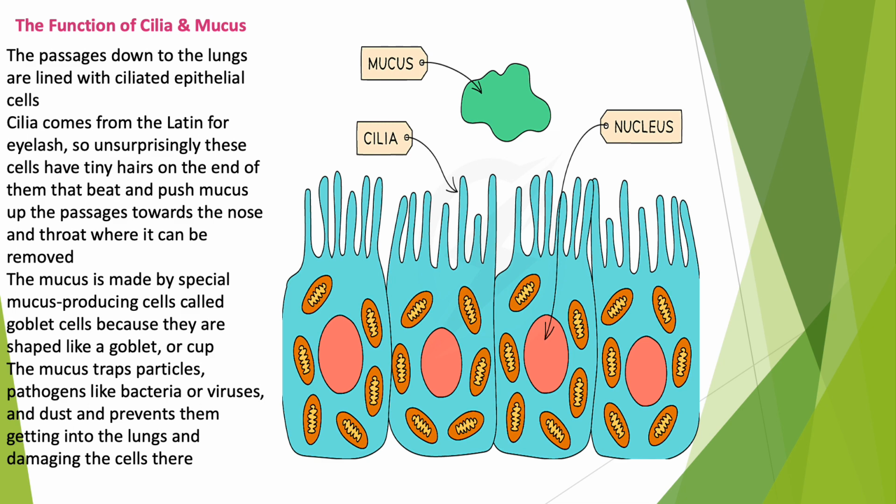Cilia comes from the Latin for eyelash, and unsurprisingly, these cells have tiny hairs on the end of them that beat and push mucus up the passages towards the nose and throat where it can be removed. Refer to the diagram. The mucus is made by special mucus producing cells called the goblet cells because they are shaped like a goblet or a cup.